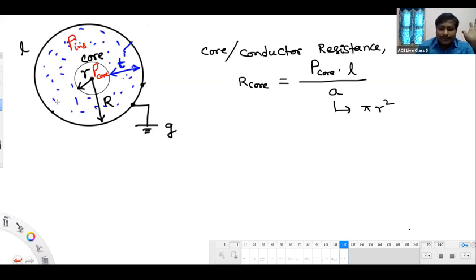All of you getting my words? Just look at the insulation material presence. It is appearing for total length of the cable. One thing. Next one, it is in between small r and capital R. In this region, we have the insulation. So we have to cover those two things.